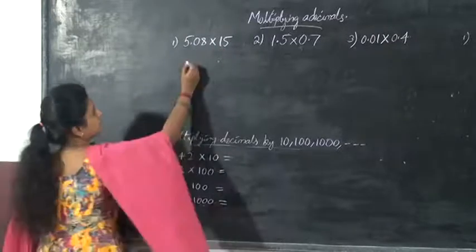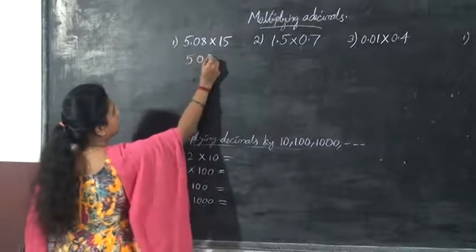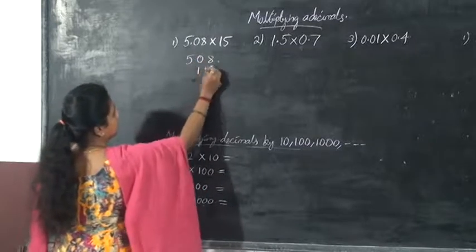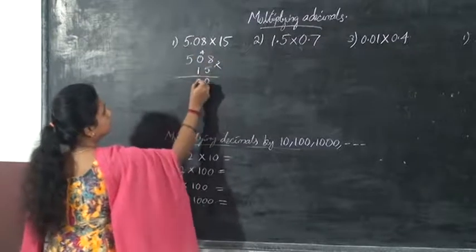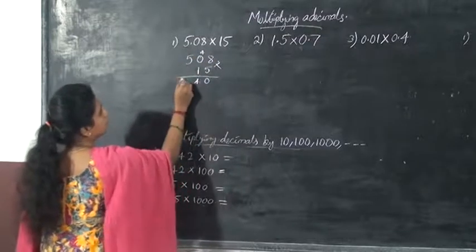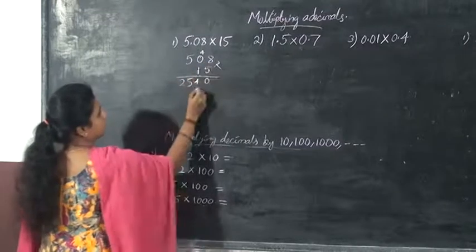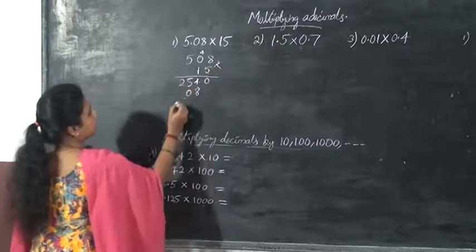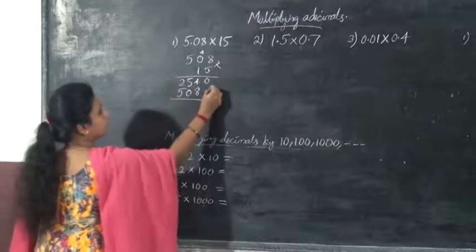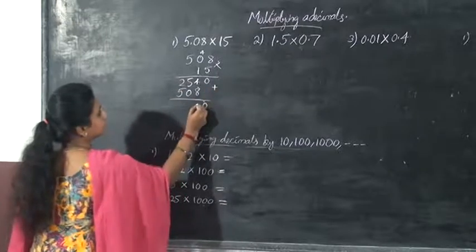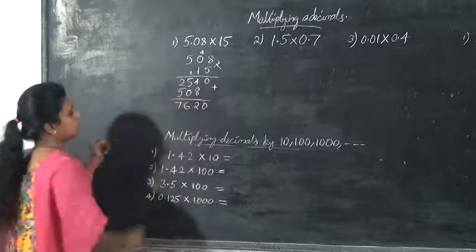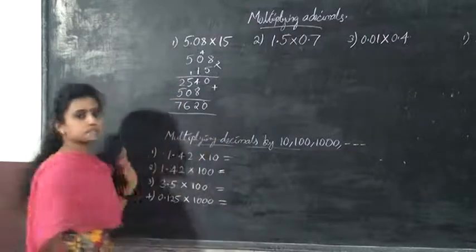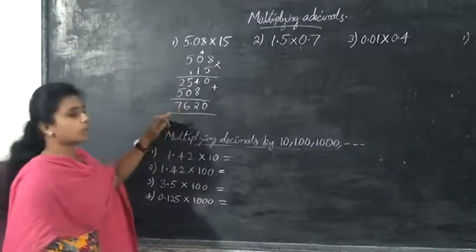Multiply first. That is 508 then 15. Simply multiply the numbers. 5 8s are 40, then 4, 5 5s are 25, 1 8s are 8, 1 zeros are 0 and 1 5s are 5. Then add the numbers 0, 12, 6 and 7. 7620 is the answer. But here you want to put a point.